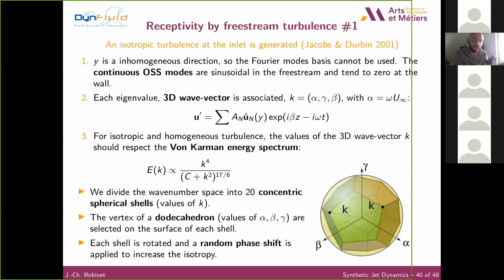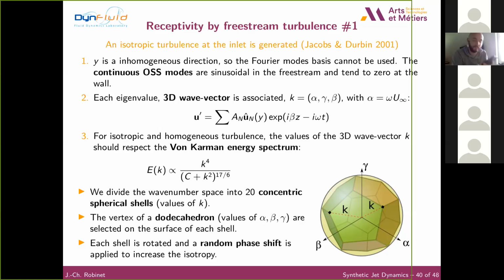To create the synthetic turbulence, I use the technique developed by Jacob and Durbin in 2001. This technique has been developed by Alessandro Bucci in his thesis and implemented inside NEC 5000. In fact, it creates a synthetic turbulence from the continuous modes of the Orr-Sommerfeld equation. Why is it interesting? Because all the continuous modes of the Orr-Sommerfeld equation are sinusoidal in the free stream and tend to zero at the wall. It's a better basis than Fourier modes because the y direction is not homogeneous, and in this direction, the best choice to project in a basis and to create a perturbation is the continuous modes of the Orr-Sommerfeld operator.